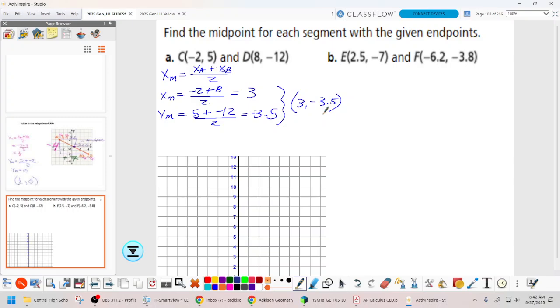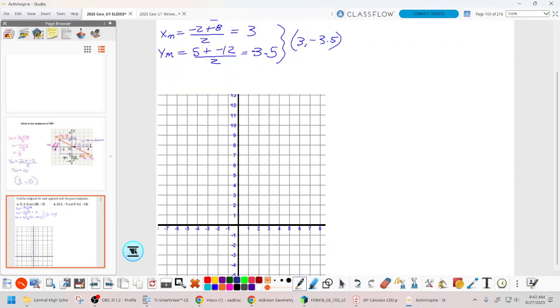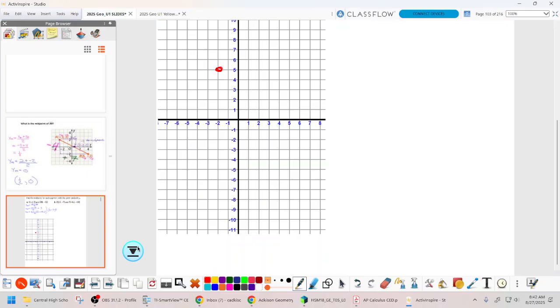Okay, on the graph, let's plot it. So -2 and 5. And then 8 and -12. I don't know if I got down there all the way. Close enough.